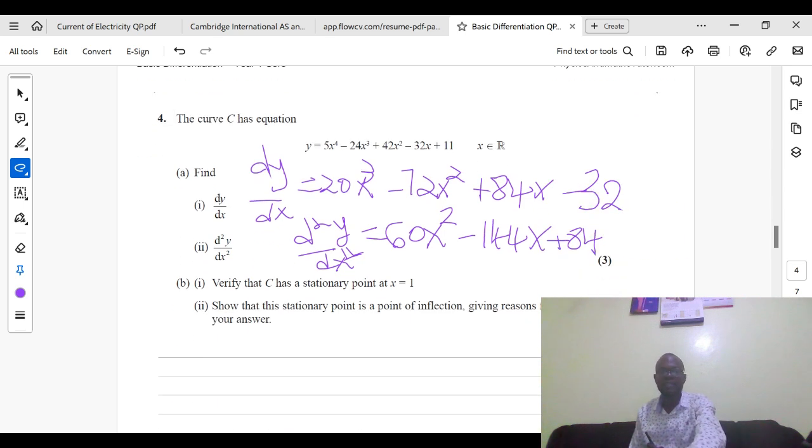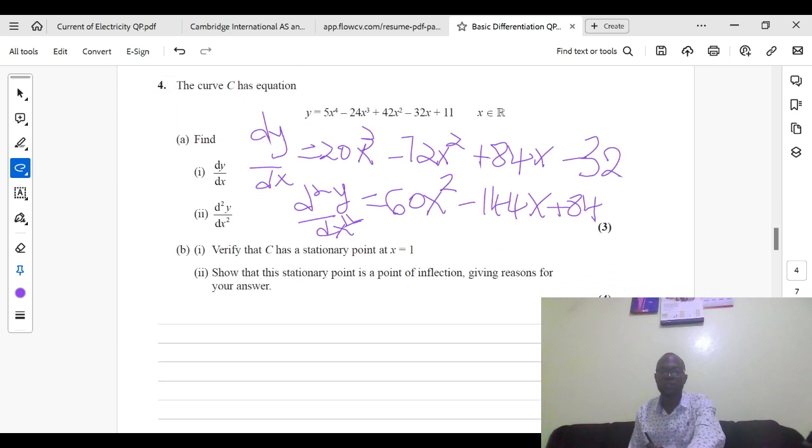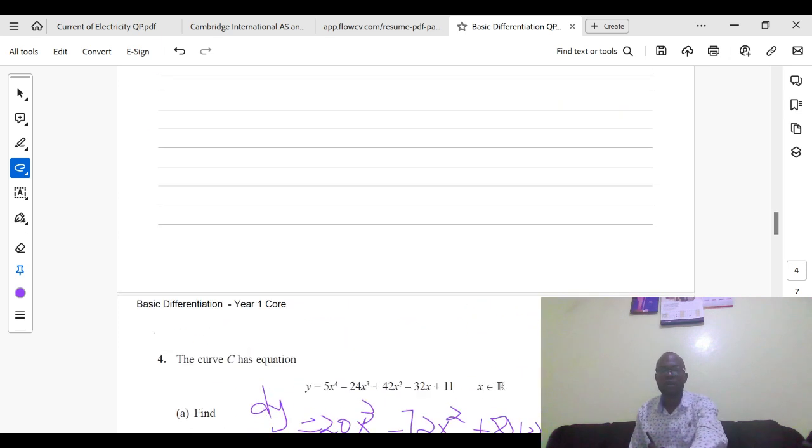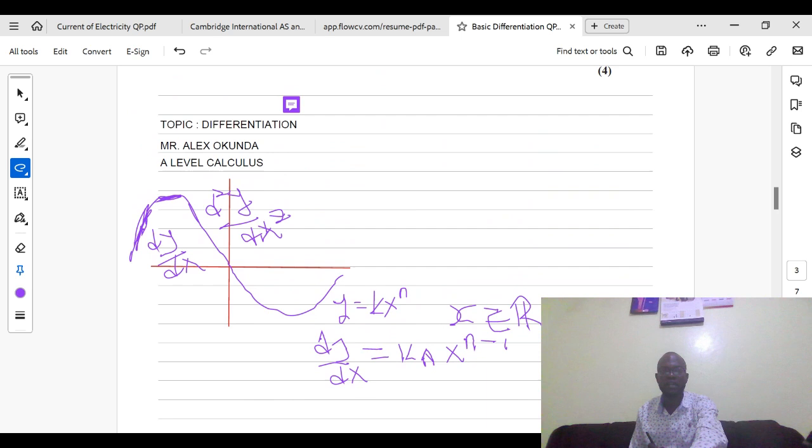Next, verify that C has a stationary point at x equals 1. What do we know about a stationary point? From our general graph here, this is a stationary point. This is also a stationary point. A stationary point is also called the turning point. Let's not forget about that. So the gradient at a stationary point is always equal to 0.